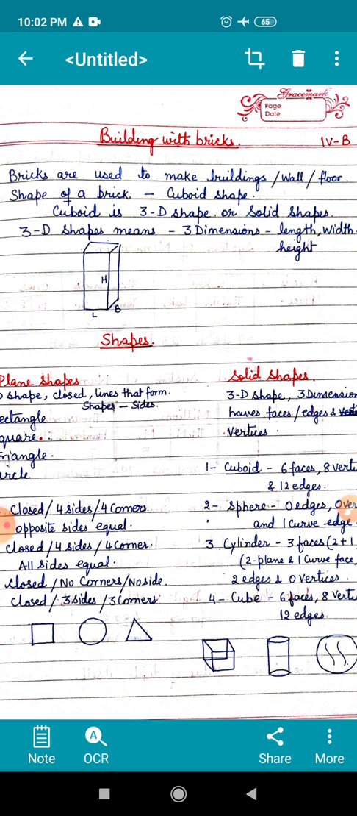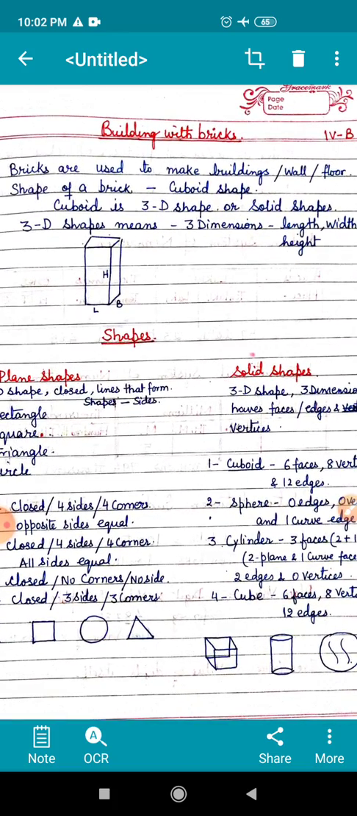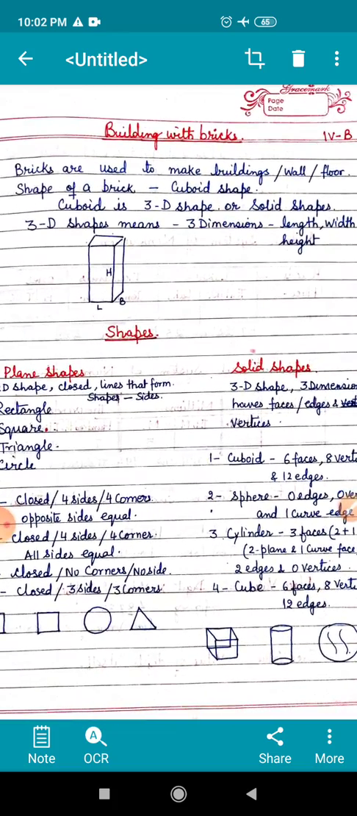First of all, we will do revision of taught lessons, and after that, start new chapter. So, today I will start from lesson building with bricks. Children, in this chapter you have learnt about different shapes and number system. So let us start. Children, as you all know, bricks are used to make buildings, walls and floors.